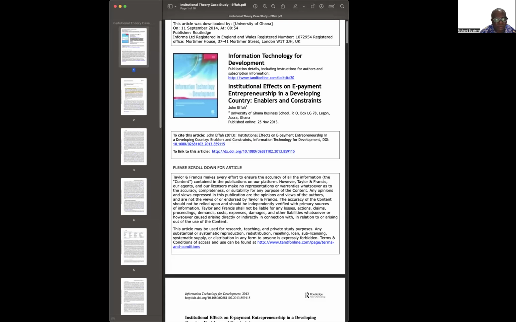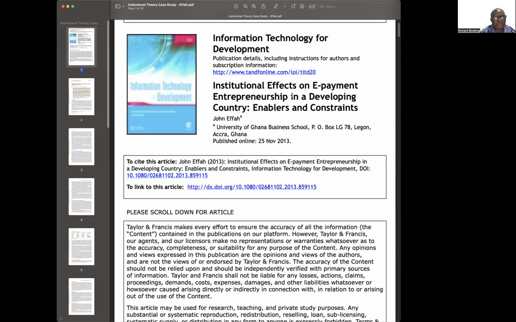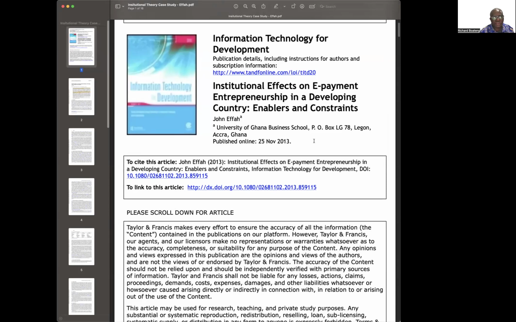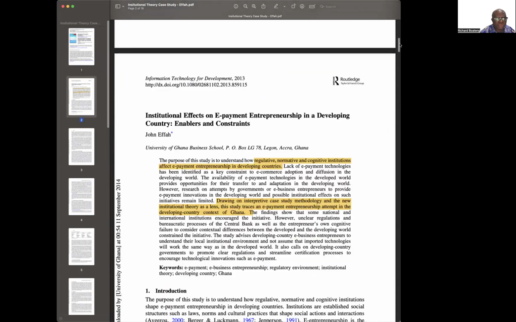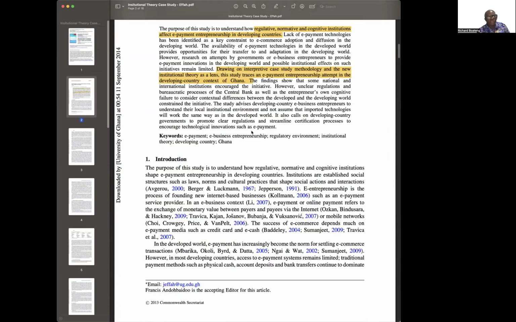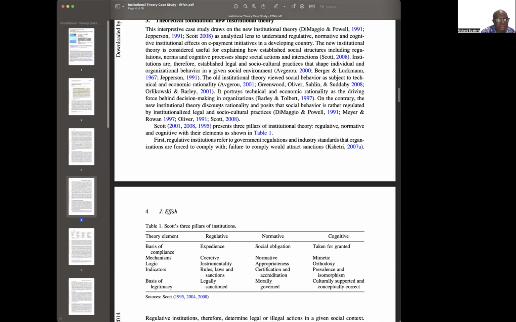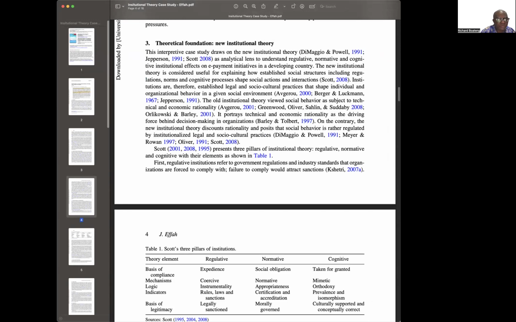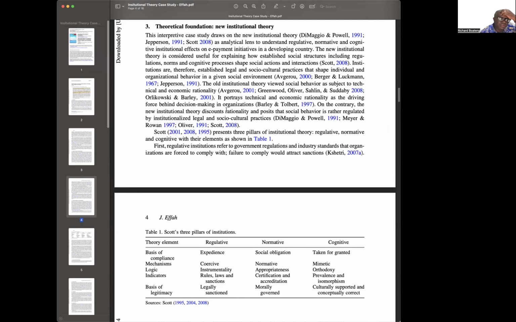Now let's look at a work from Professor Ifa, institutional effects of e-payment entrepreneurship in developing countries, enablers and constraints. The professor in this particular paper is using what we call the institutional theory as its lens. So the institutional theory, let's go into it, is a new institutional theory. It has certain dimensions that are used for measurement or for examining the forces in the organization and in institution that tend to constrain behavior.